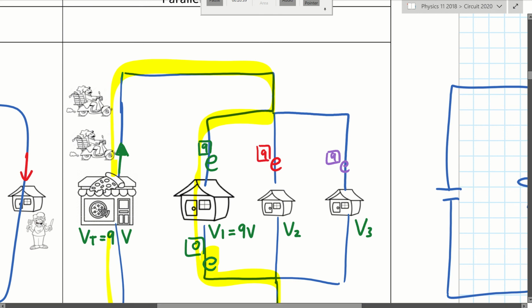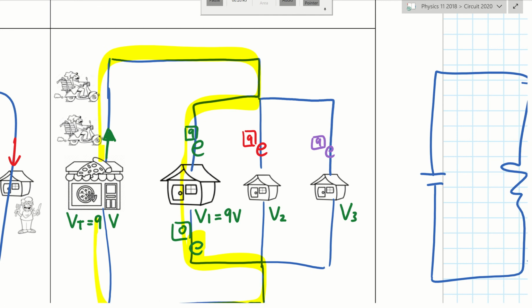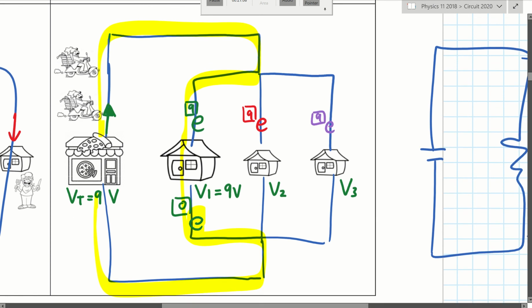Now, why would they all have 9 pizza? Some people in here are going to say, hey, I thought Pizza Hut gives you 9 pizza, so if you send out 3 people, shouldn't they all have like 3 pizza each? No, it doesn't work like that. This battery, whenever it sends out an electron, it's always 9 volts of energy per electron. So imagine that you're a Pizza Hut and you're only sending out 9 pizza at a time. You're the owner, so you can set that number, right?